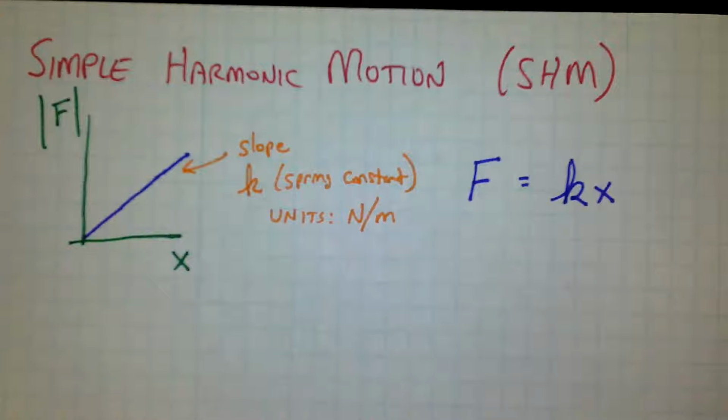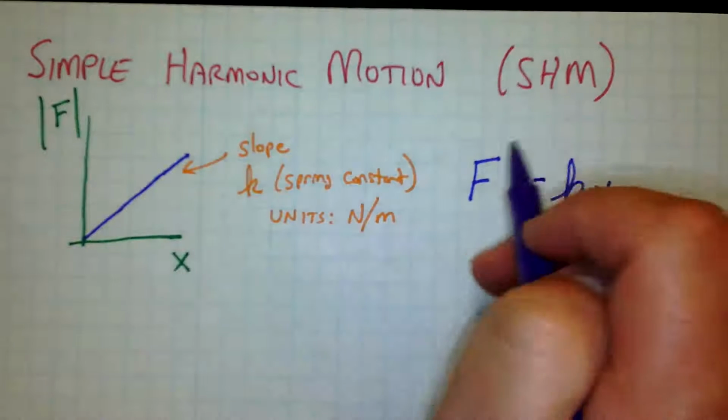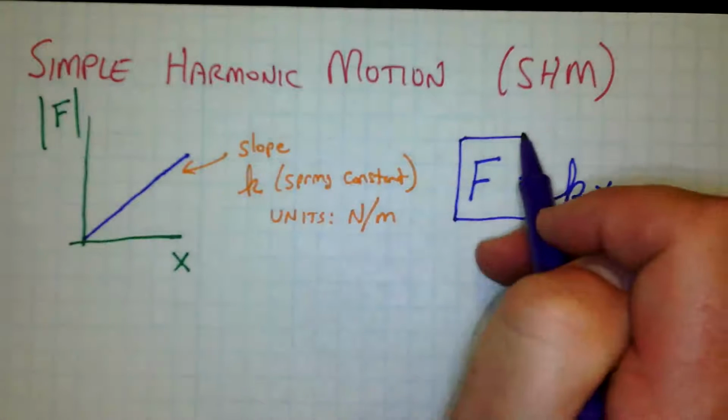But I've got to add something to the spring, because the spring is always going to fight against what you're trying to do to it, right? So the reason why I wanted to graph the absolute value of force is because technically the equation is force equals negative kx.